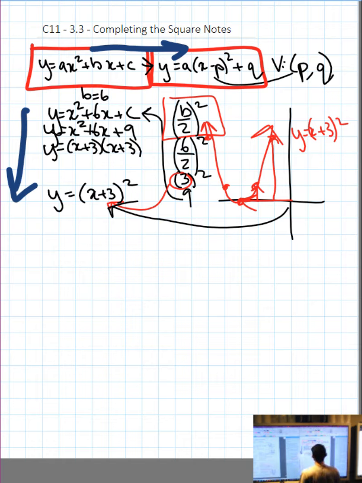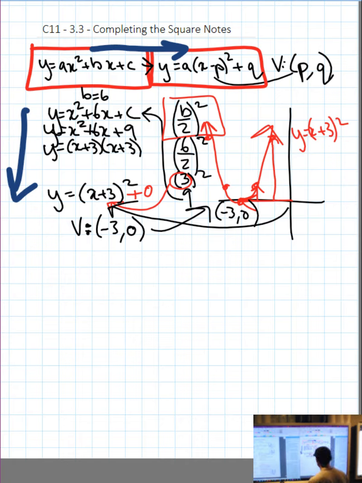Now you may be saying, where's the q value? Well, there's a plus 0 over here. And if we know that the vertex, back to black, down below, v colon, is the opposite of the inside of the brackets, there's a positive 3 inside the brackets, so it's negative 3 colon, same as the outside. Sometimes it's useful to write that plus 0 off to the right so you can clearly see what your vertex is on the graph. The graph of x squared moved left 3, successfully going from standard form into vertex form, solving for a c value.